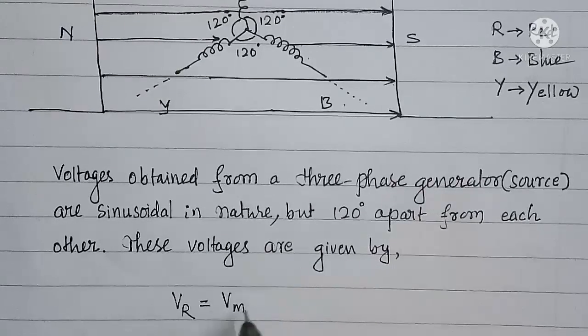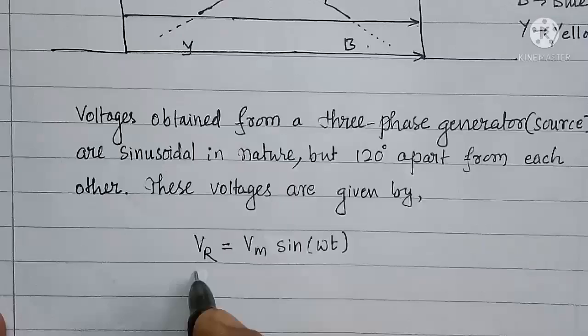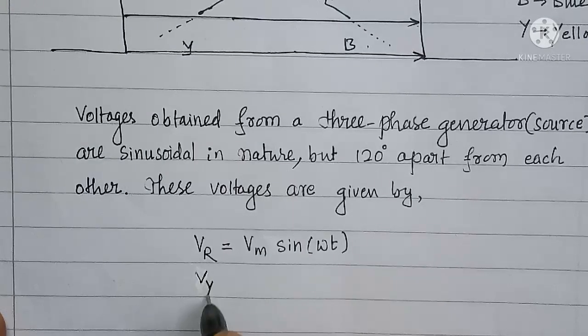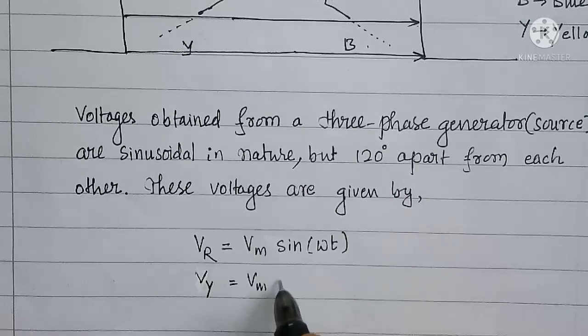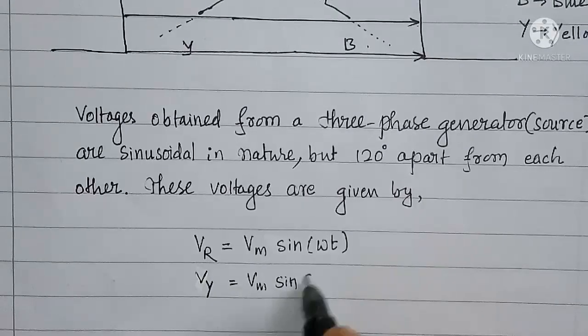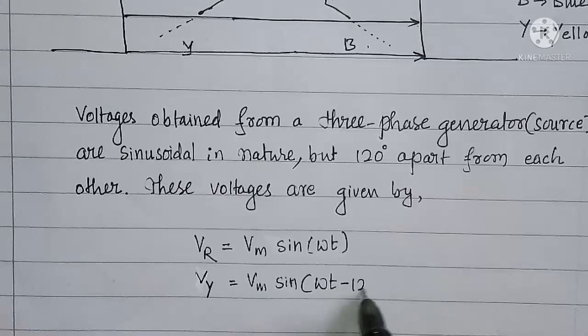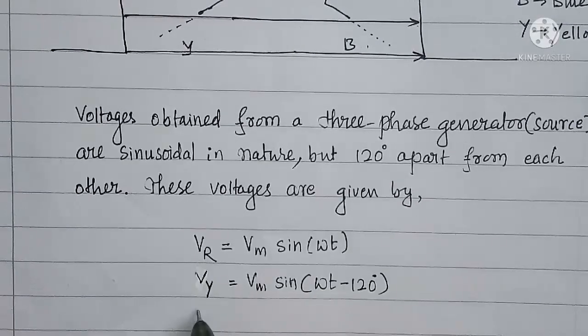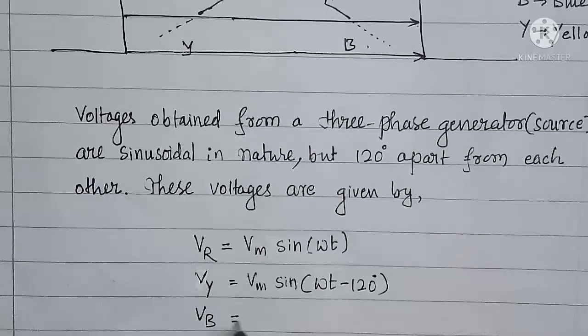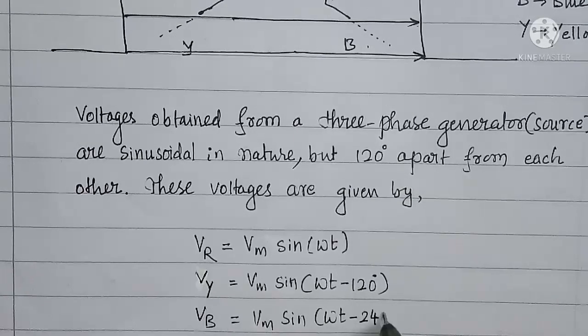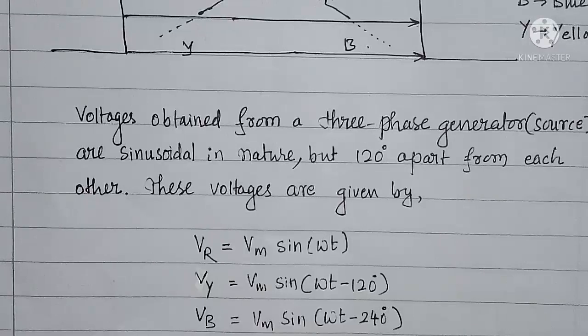VR equal to Vm sine of omega t, Vy equal to Vm sine of omega t minus 120 degrees, and Vb equal to Vm sine of omega t minus 240 degrees.